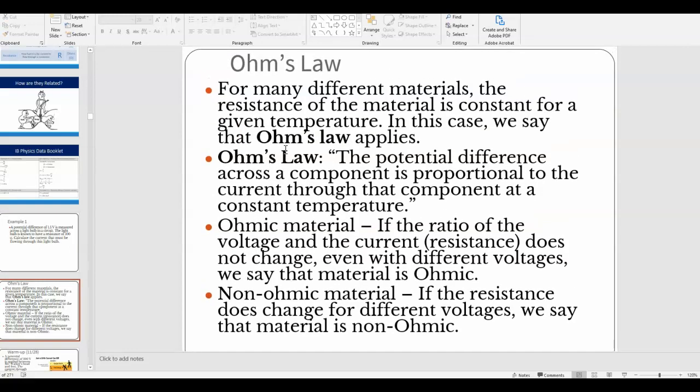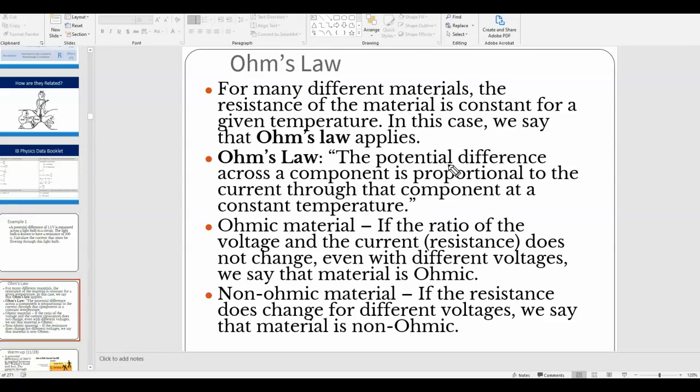So pause here, make sure you add this to your notes. Again, I will tell you that definitions are important. Here's what Ohm's law says. Notice, by the way, Ohm's law does not apply in every single situation. It just so happens, experimentally speaking, that Ohm's law applies for many different materials. Ohm's law says that the potential difference across a component is proportional to the current through that component at a constant temperature. The constant temperature part is important for the definition.